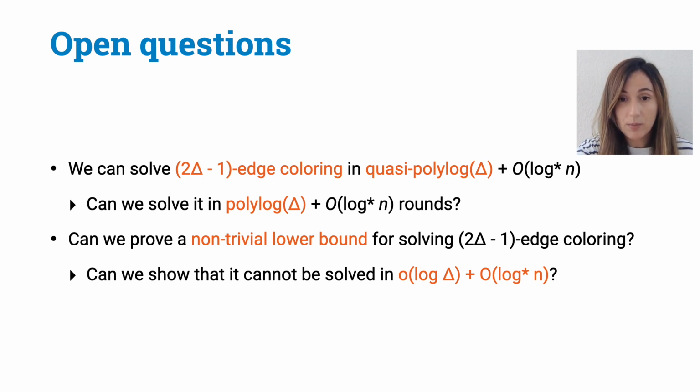The only lower bound we have for 2 delta minus 1 edge coloring is known since the late 80s, and it is omega of log star n. So any progress on this end would be very interesting. And as a concrete question, can we, for example, show that 2 delta minus 1 edge coloring cannot be solved in little o of log delta plus order of log star n rounds?